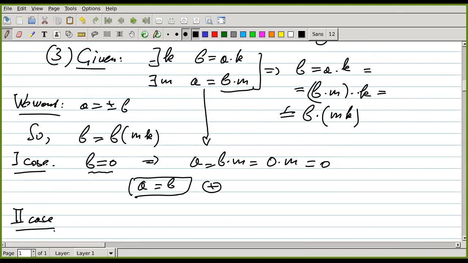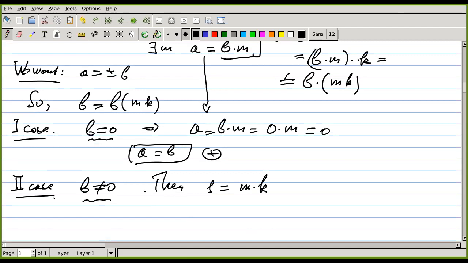I hope it is. So the second case is when b differs from 0. If it differs from 0, then it is possible to cancel b in both parts. So then 1 equals m multiplied by k. So what does it mean?